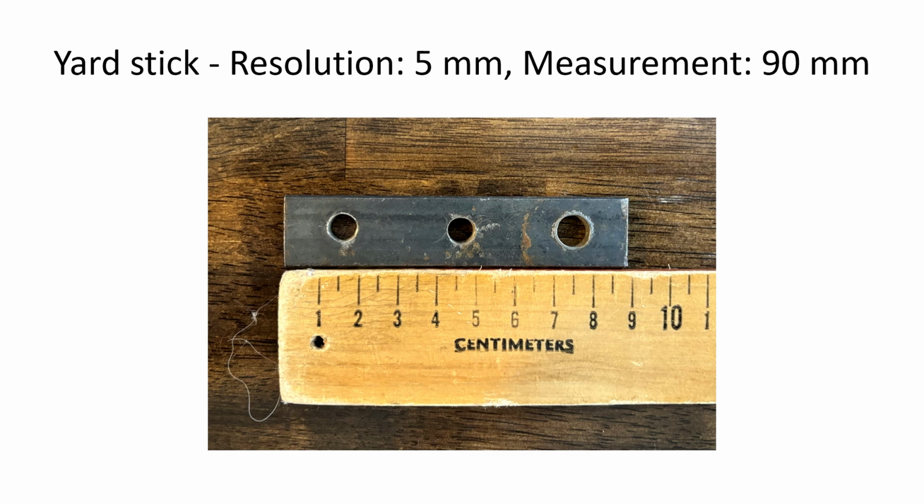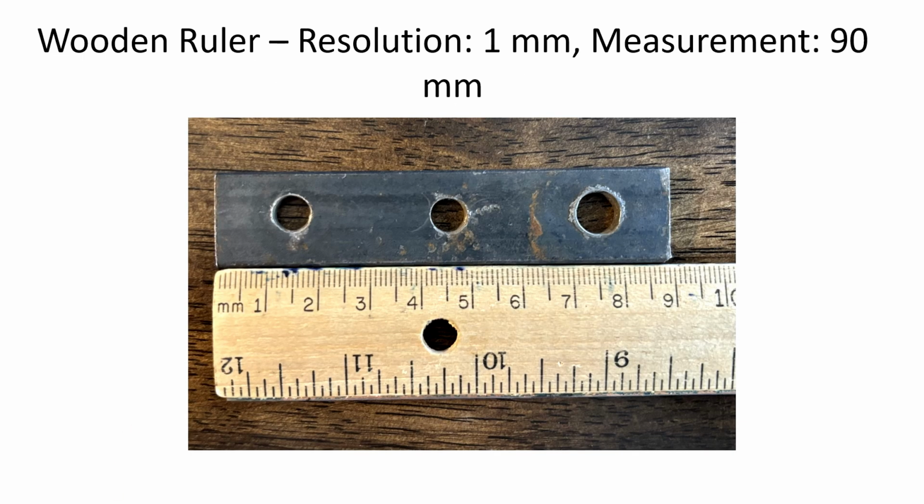So what I did was I took this little metal bar right here, just pulled it out of my garage, and then I got 4 measuring instruments. One is a yardstick that measures in centimeters, and it only goes to 5 millimeters as a resolution. So I measured 90 millimeters was the length of this little metal bar with a resolution of 5 millimeters. Next, I got a wooden ruler that has a resolution of 1 millimeter, and I measured approximately another 90 millimeters as the length of this metal bar right here.